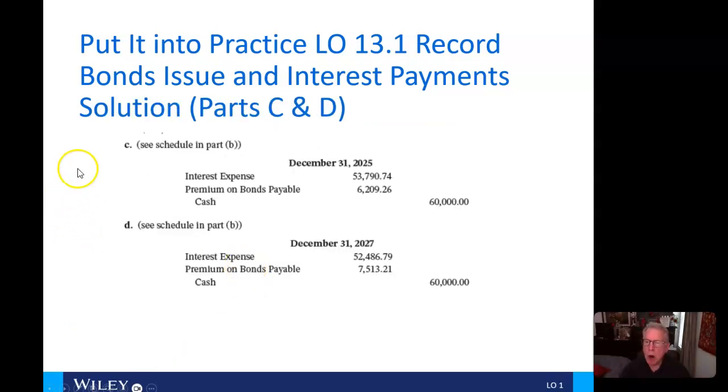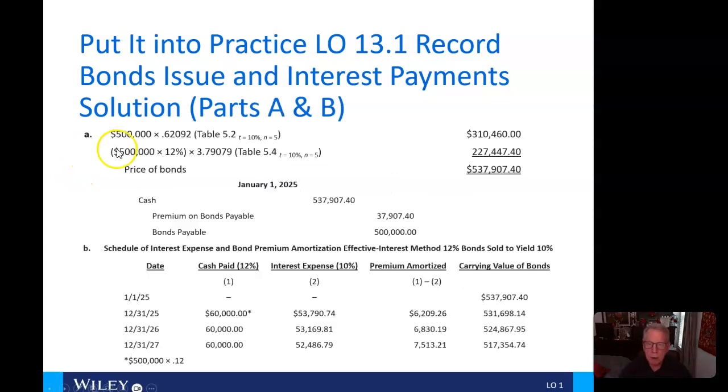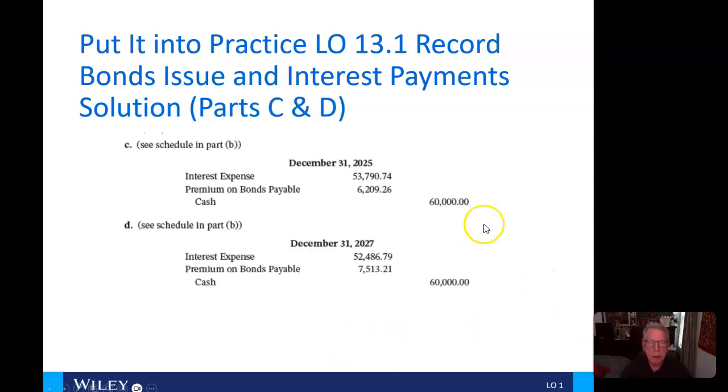So under Charlie, we'll go back to our loan amortization schedule, and we will find those numbers here, and the premium here, and the cash will remain constant at $60,000.